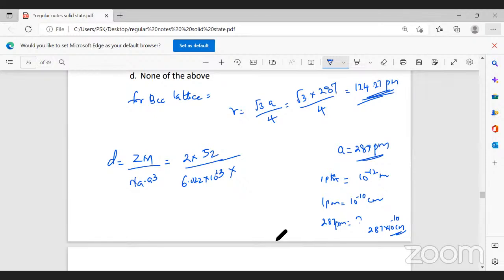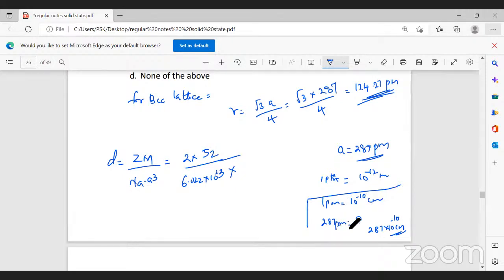In the earlier question, they've given the edge length in terms of nanometers. We learned how to convert it into centimeters. Here in this question, they're giving the value in picometers. So we need to convert the picometer into centimeters. The conversion factor I gave you here: 1 picometer is 10 to the power minus 12 meters. So therefore 1 picometer is 10 to the power minus 10 centimeters.